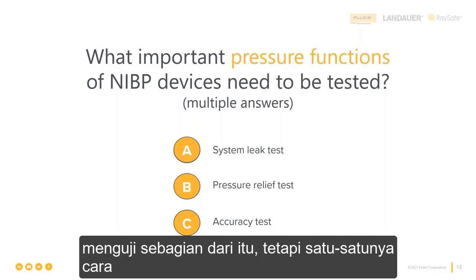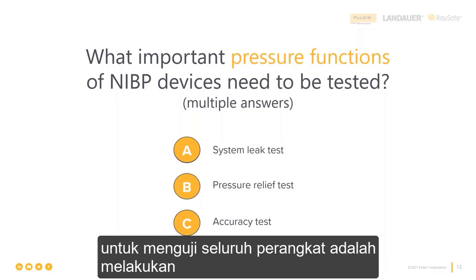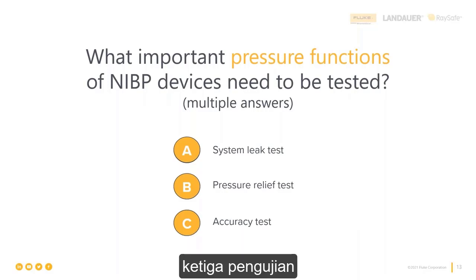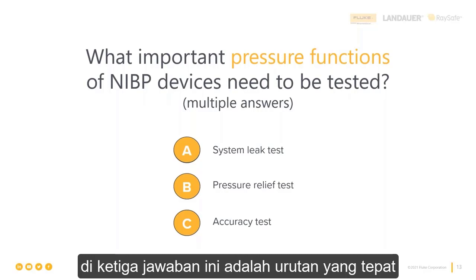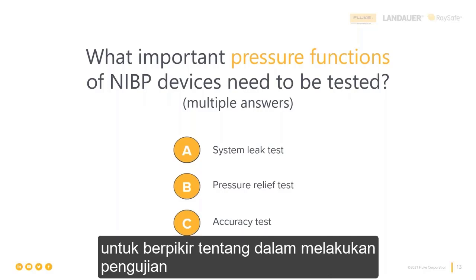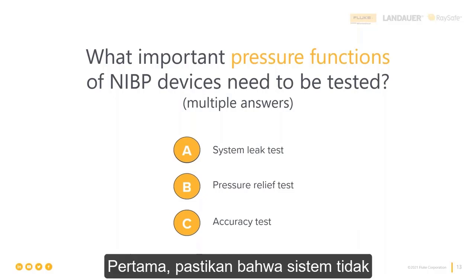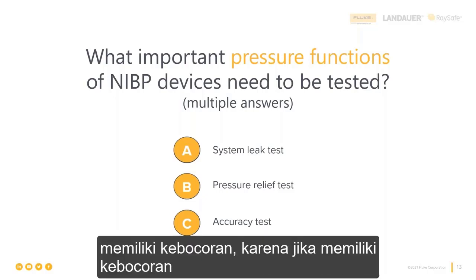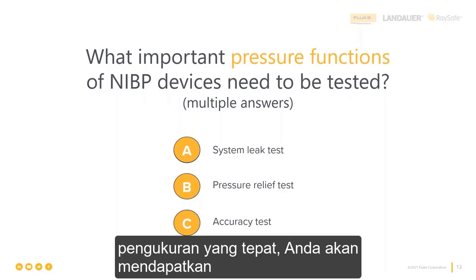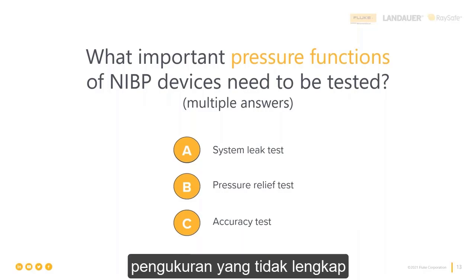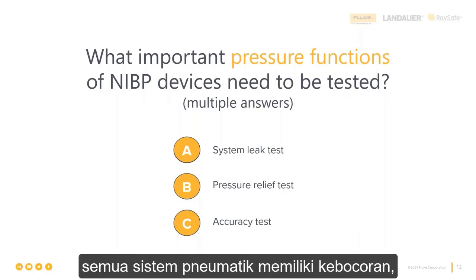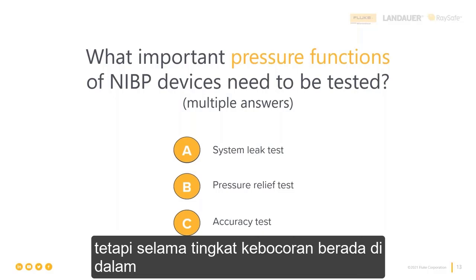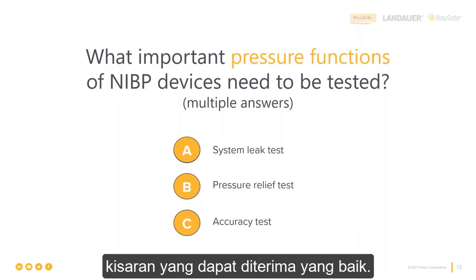So any one of these tests a portion of it, but the only way to test the entire device is to do all three. And in fact, the sequence that we have these responses in is the right sequence to think about in doing the testing for NIBP. First, make sure that the system doesn't have leaks, because if it has leaks, you're not going to be able to get the right measurement. You'll get an incomplete measurement. So leak-free or as close to it as possible, because all pneumatic systems leak. They do. But as long as the leak rate is within the acceptable range, that's good.